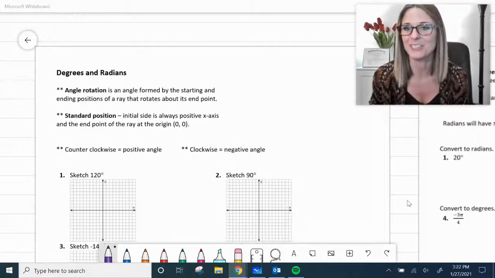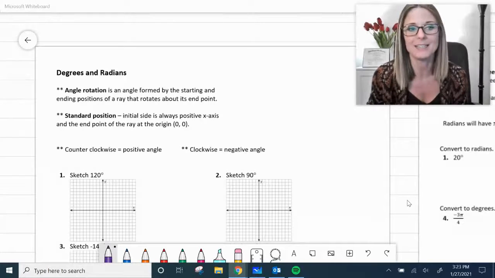Today, we're just getting started with degrees and radians, very basic. If at any time you feel like things aren't meshing and we've got holes and gaps, please let me know and we can navigate those together. So first, I've got some basic definitions before we get into degrees and radians.